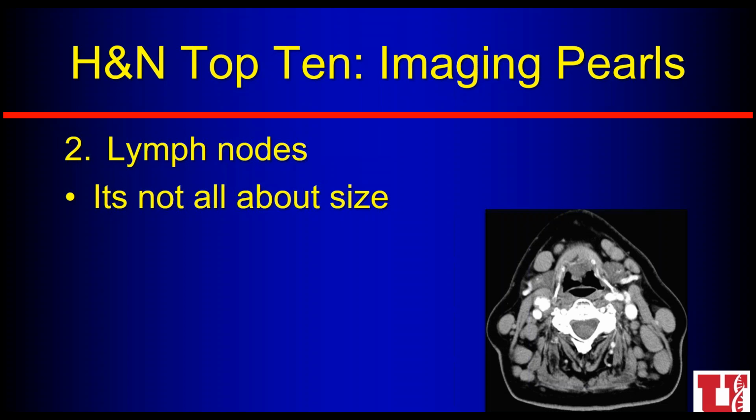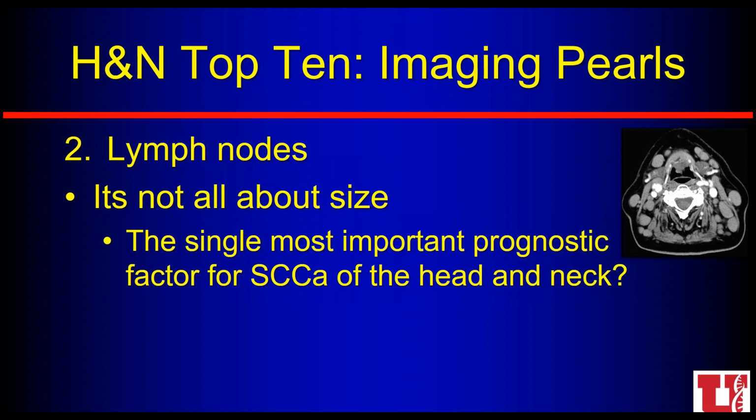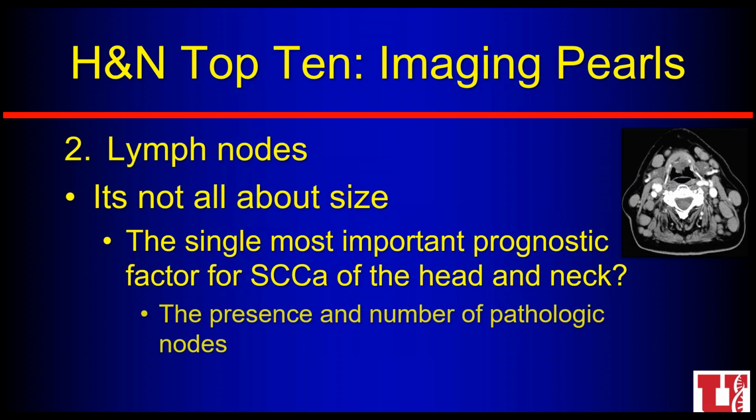But it's actually much more important to think about other characteristics of the lymph nodes themselves and the cervical soft tissues. And this is a big deal for us. There's more lymph nodes above the clavicles than there are below the clavicles. So it's very difficult for us in the head and neck imaging world. And in reality, the single most important prognostic factor for squamous cell carcinoma of the head and neck is not actually the tumor site or the tumor size or even the differentiation. The single most important thing that we think about for prognosis is actually the presence and number of pathologic lymph nodes.